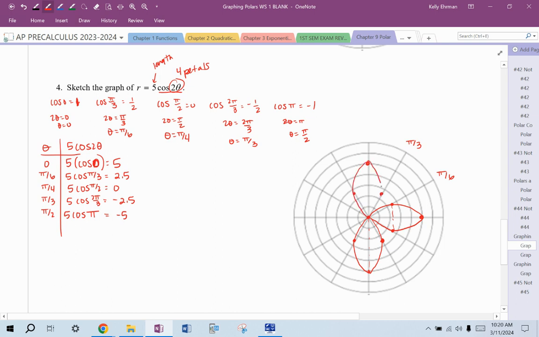Here are the next 2 petals. And the last petal, 1, 2, 3, 4, 5. Here's the length of the petal. And then out 2.5 on either line.